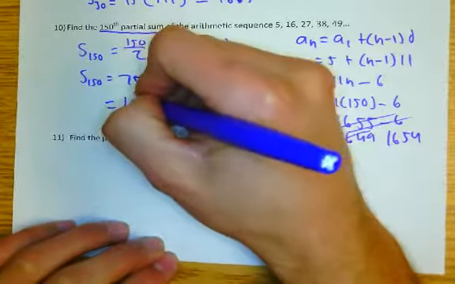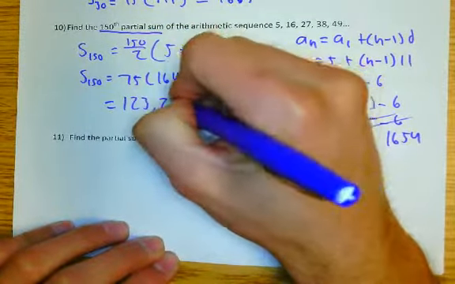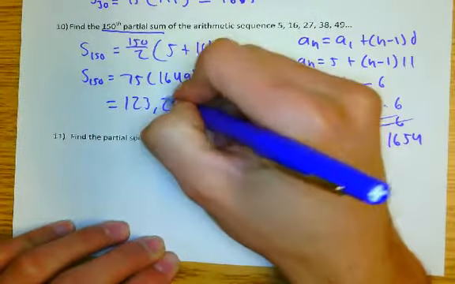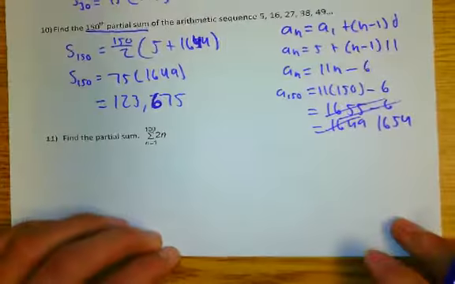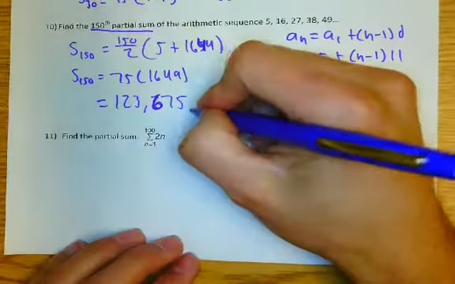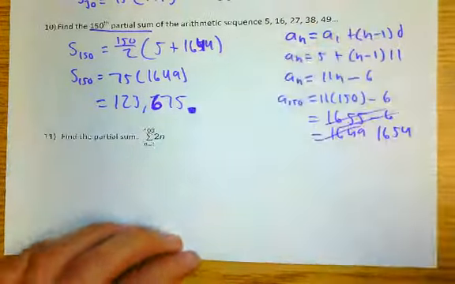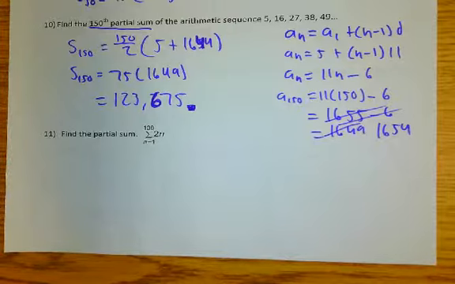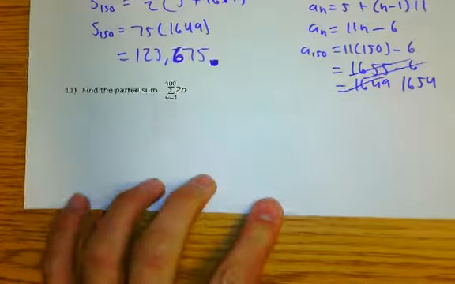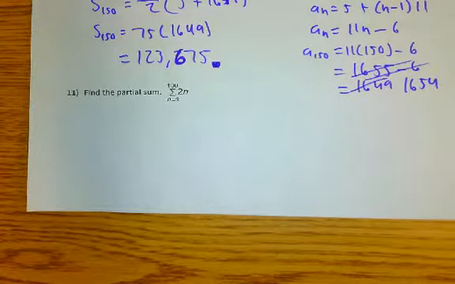Alright. How we doing? Good? Alright, 11. Hey, look, sigma's back. What does that mean? What is this telling you to do? Add what numbers? Good. The numbers of this sequence starting where? The first term going up to the... So in other words, what partial sum are you finding?